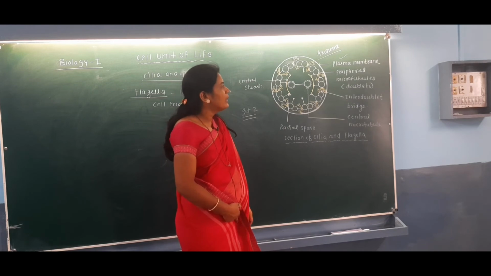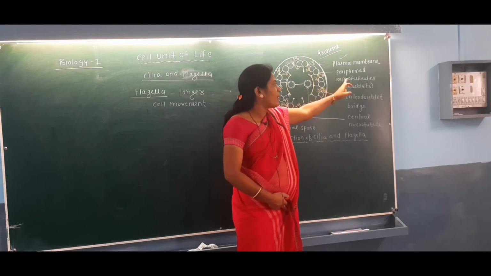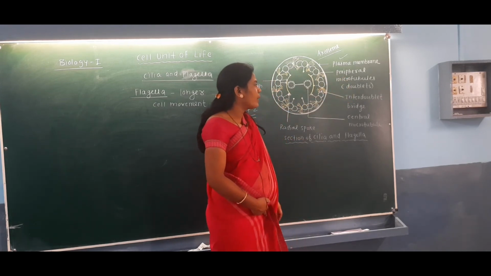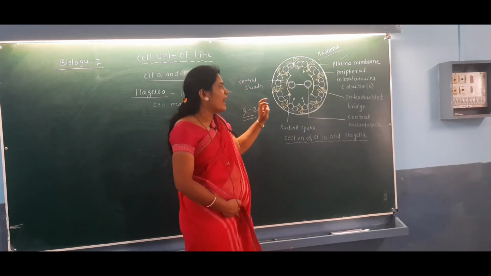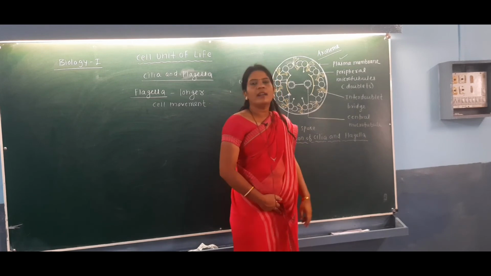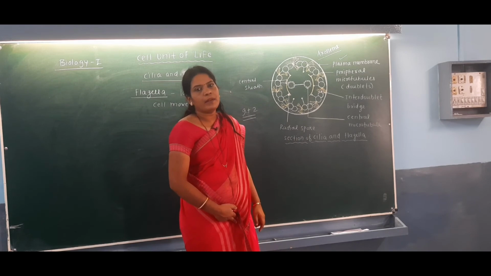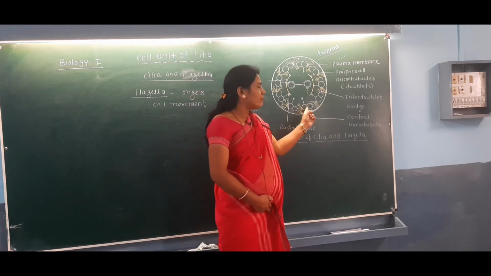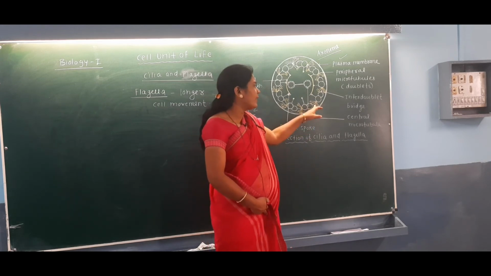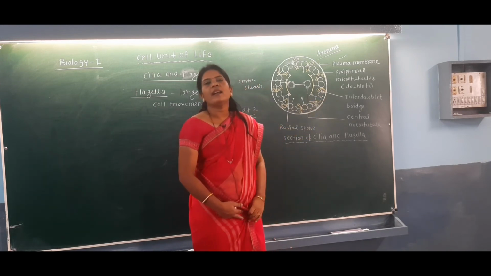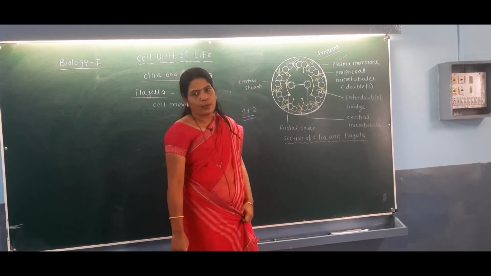Now here the names are plasma membrane, peripheral microtubules which are present as doublets, central microtubules, radial spoke, central sheath, and one more name is given, the interdoublet bridge. Interdoublet bridge means 2 nearby doublets of microtubules get connected to each other by this interdoublet bridge. So the interdoublet bridge connects 2 successive doublet microtubules.